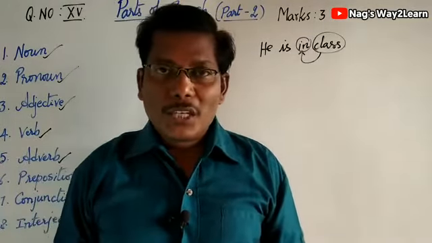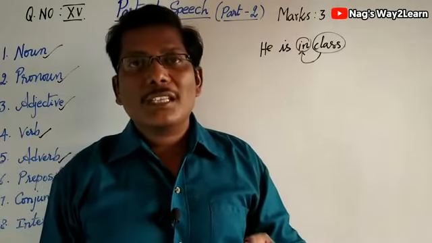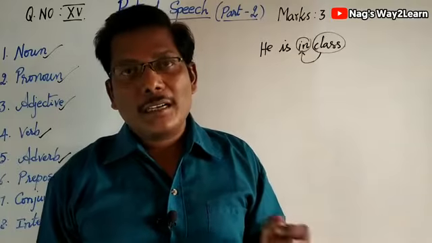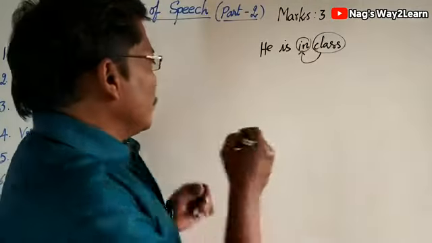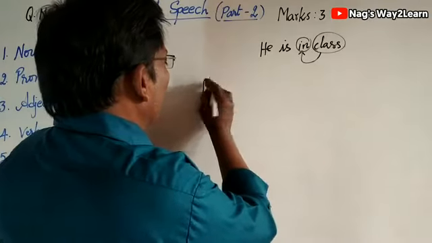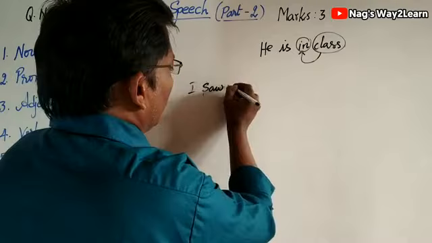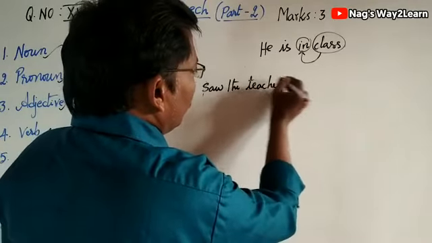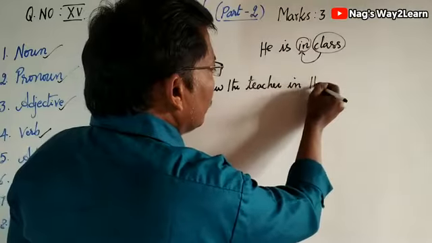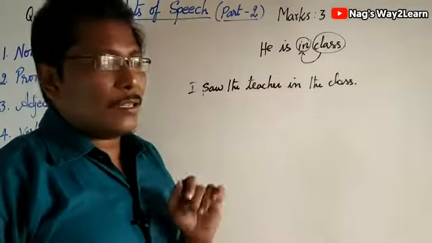And a preposition shows the relation of a noun or a pronoun with another noun or another adjective or a verb. For example, you see this. I saw the teacher in the class. I saw the teacher in the class.